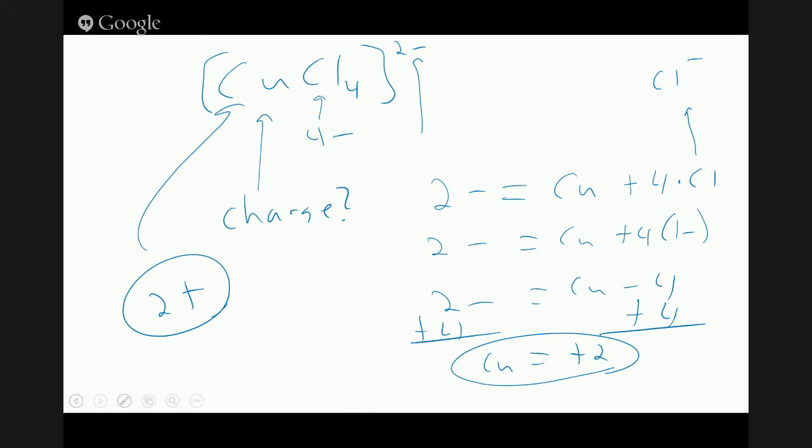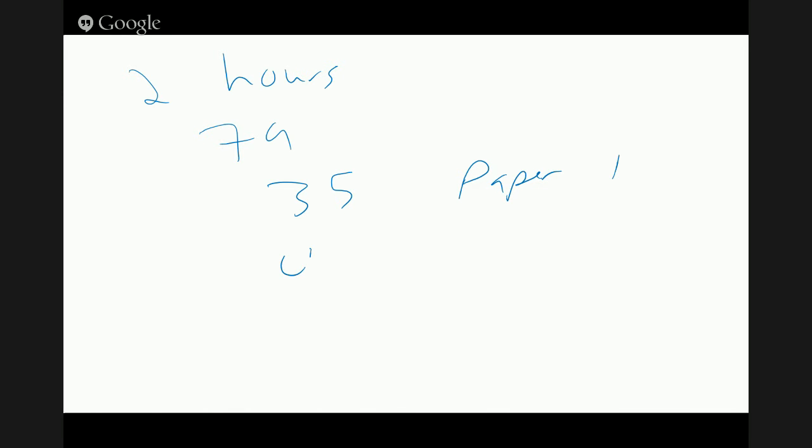Big picture here, this is something I can talk about while I'm waiting for a question. You have 2 hours for your test. You have 79 marks. 35 are going to come from paper 1 and 44 are going to come from paper 2. You will, I emphasize will, be able to use your calculator and the full periodic table, and your data booklet for paper 1. It's not till next year that I take those away.